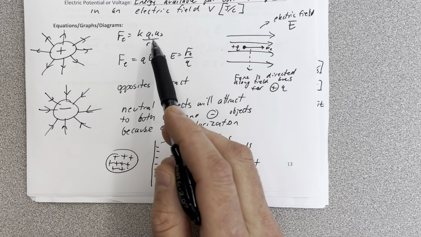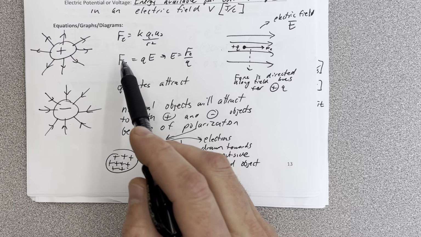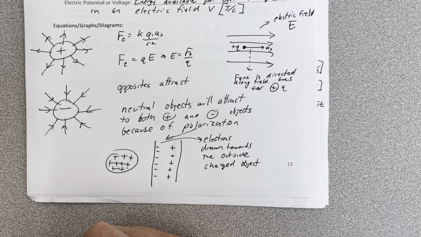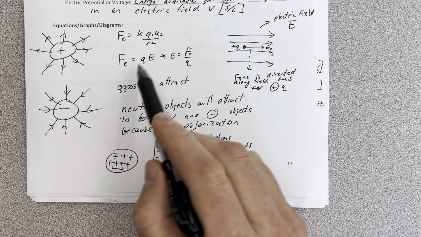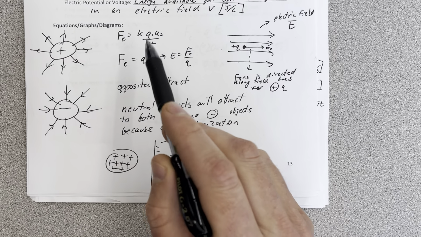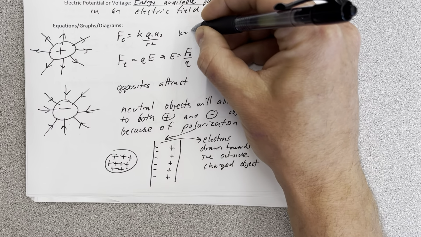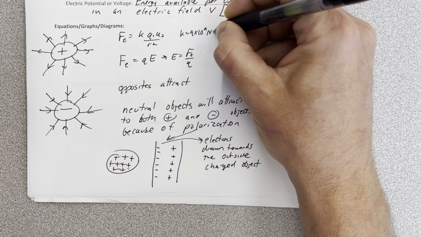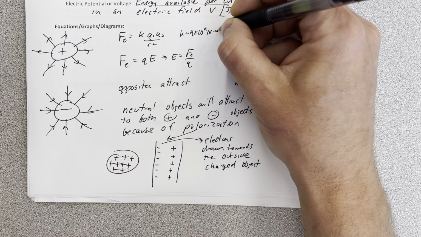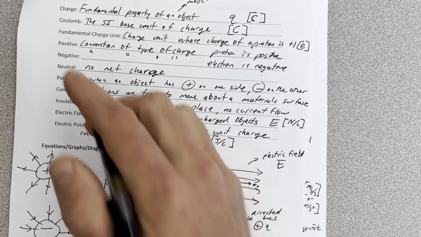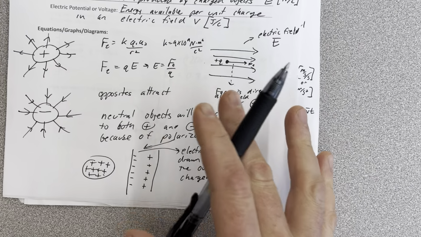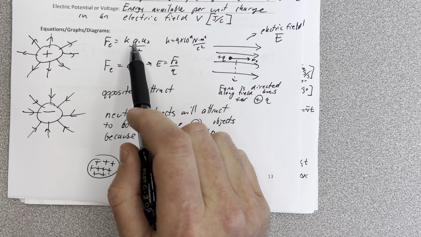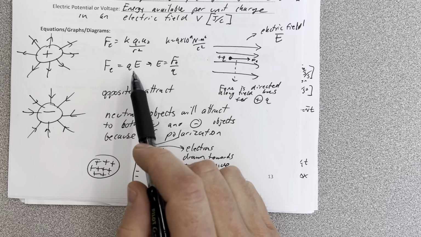Fe equals k Q1 Q2 over r squared. You know, Fe equals QE. E equals Fe over Q. Okay, that's Coulomb's law, k Q1 Q2 over r squared. k is 9 times 10 to the 9th newtons times meter squared per coulomb squared. I guess I should put that up here, electrostatic constant. That'd be a good thing to know. r is the distance between the two charged objects. Q is the charge of each object in coulombs.